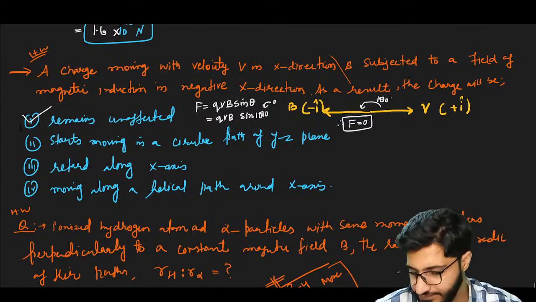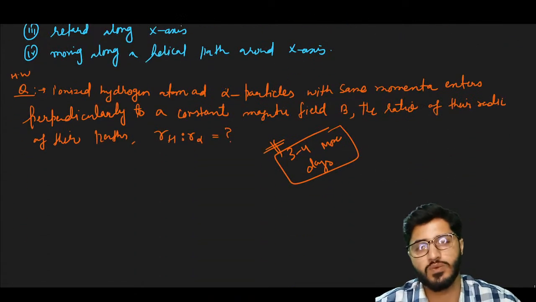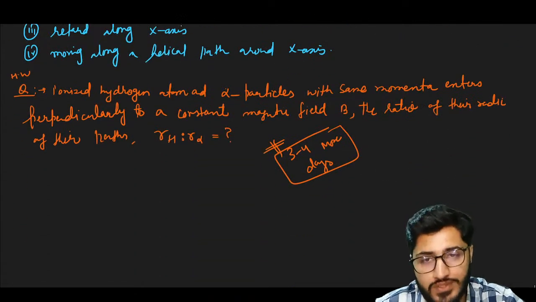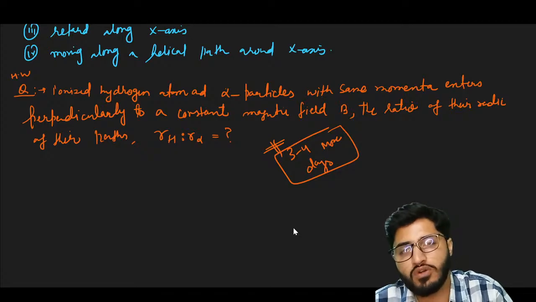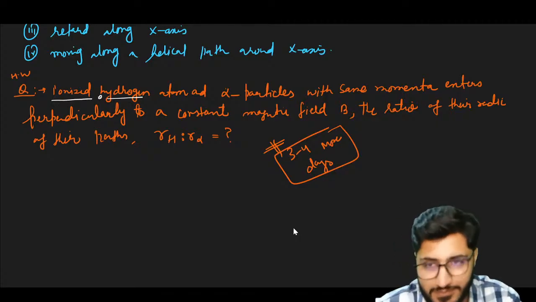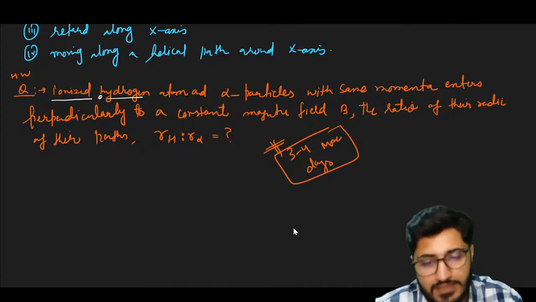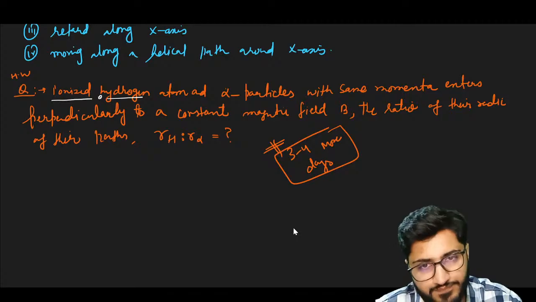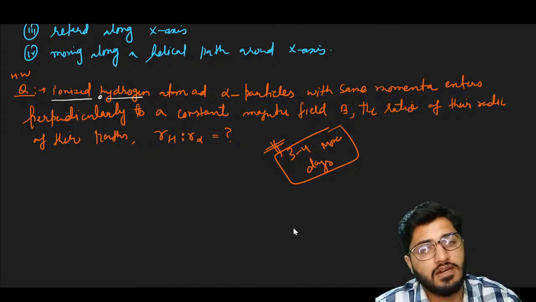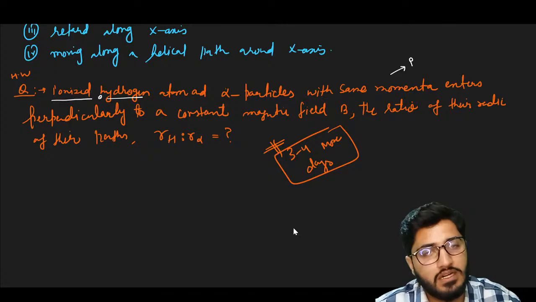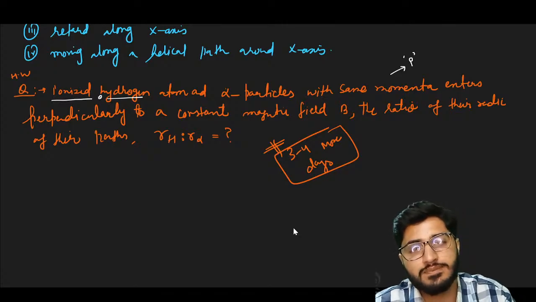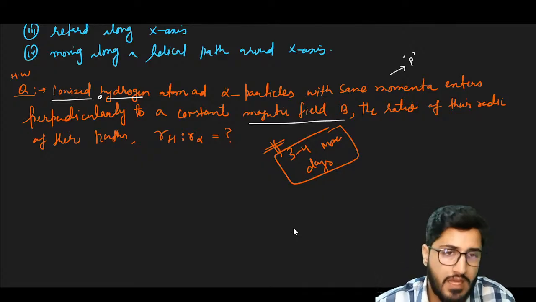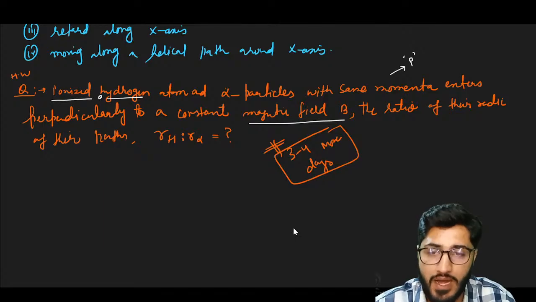Now next numerical. This one: an ionized hydrogen atom and an alpha particle, with the same momenta. Momenta means P. Same momenta. Done, sir. They enter perpendicularly to a constant magnetic field B. Okay, no issue. The ratio of the radii of their paths.